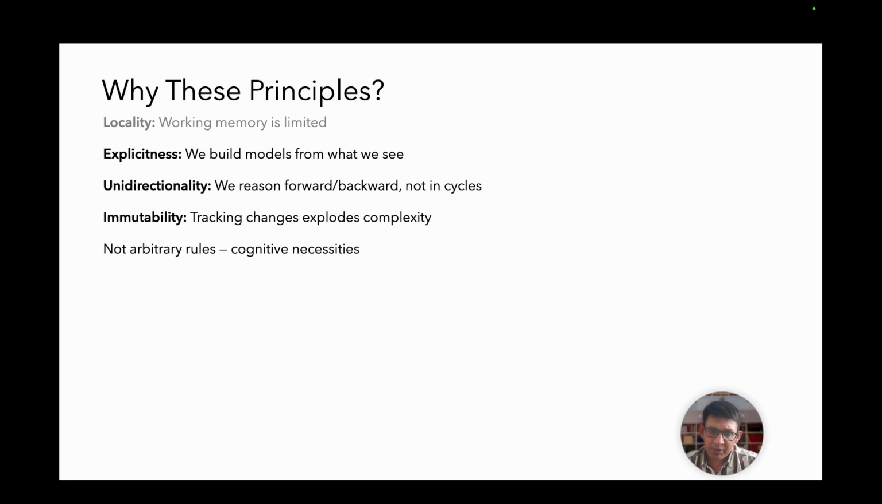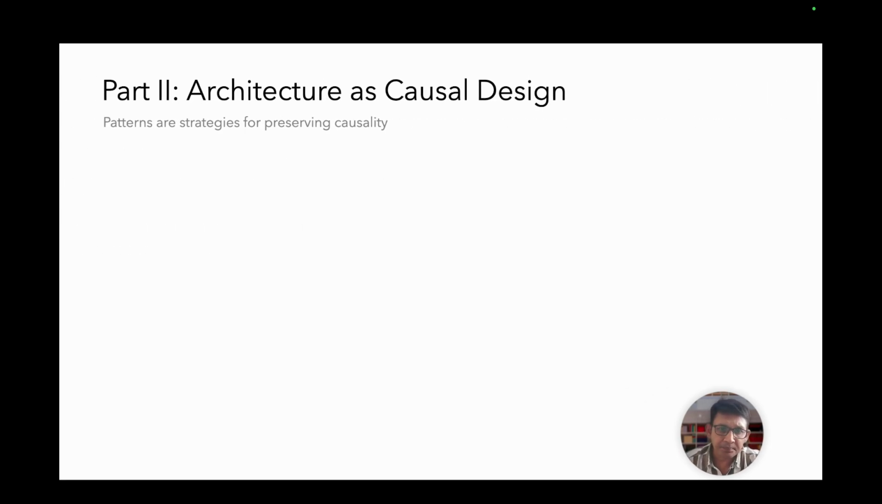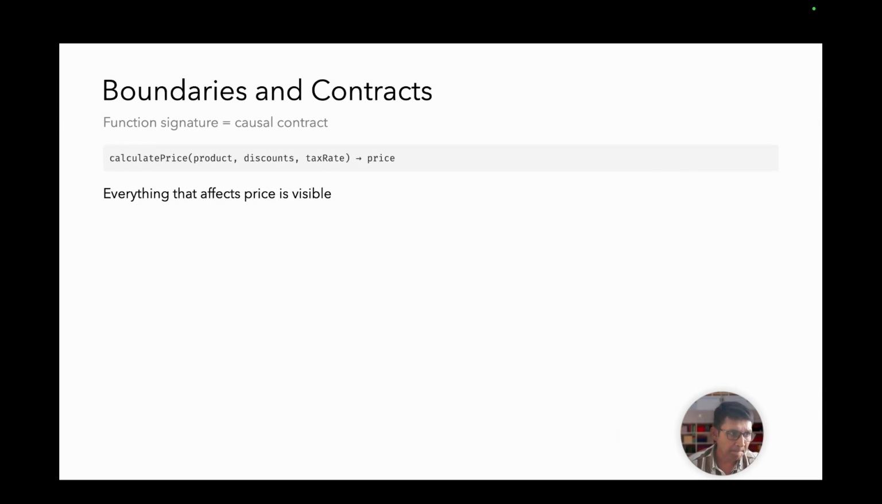Now, let's examine how these principles manifest in architecture. Every successful architecture pattern is a strategy for preserving causality. Let's start with boundaries and contracts. The function signature is the simplest causal contract. Inputs go in, outputs come out. If the signature is honest, if it declares all dependencies and all effects, you can reason locally.